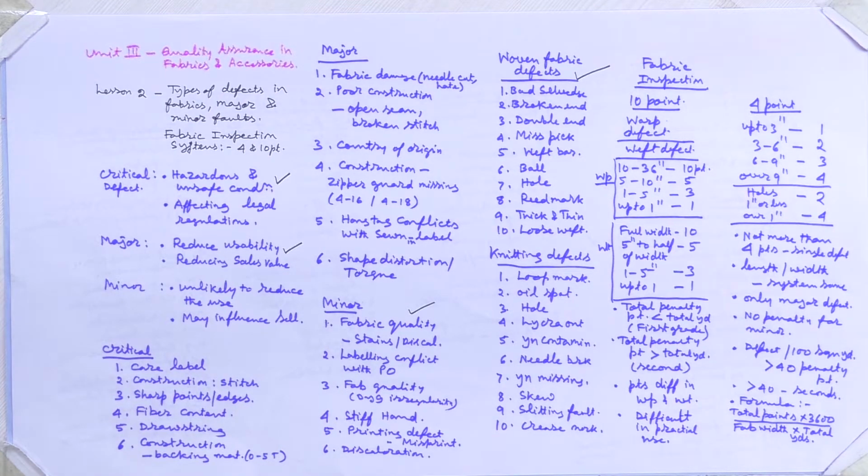The third important category of defects is the double end in the garment. This is again for a similar reason, and the weaving department has to be careful. Then there is the mispick. During the insertion of the weft, if there is a mispick, that becomes another defect in the woven fabric.